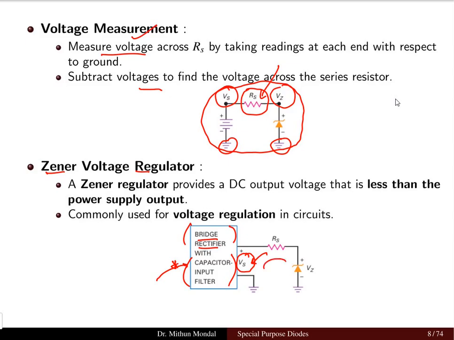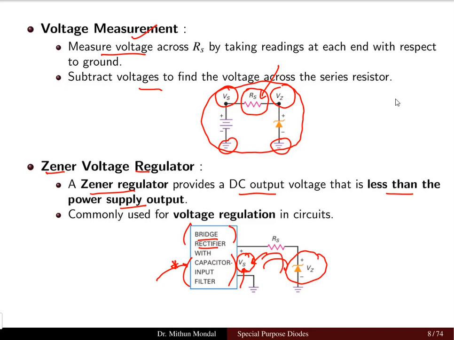Then the current will start flowing because it is a closed circuit, and the Zener regulator provides a DC output voltage which is less than the power supply output. Note here, this Vs is also a DC voltage because it comes from the rectifier, and the Zener voltage Vz is there in the Zener diode.